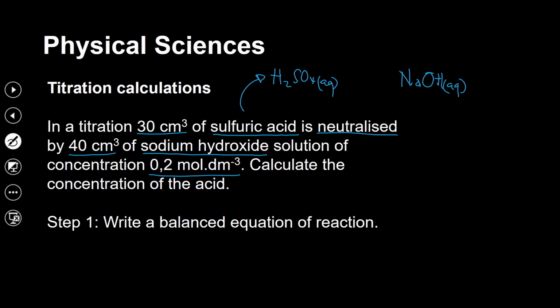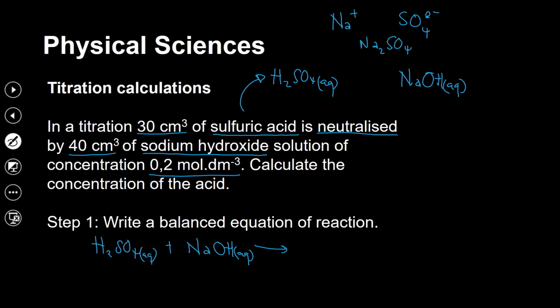Right, and then it says, step number 1, write down the balanced equation of reaction. So it's an acid-base reaction. What do we have? We've got sulfuric acid, which is H2SO4, okay, plus the base, which is sodium hydroxide, NaOH. This gives us a salt. Our salt will be sodium sulfate, right? Remember, sodium is a group 1 metal, and the sulfate ion is a polyatomic ion, SO4 2-. The formula for sodium sulfate then becomes Na2SO4, plus water.